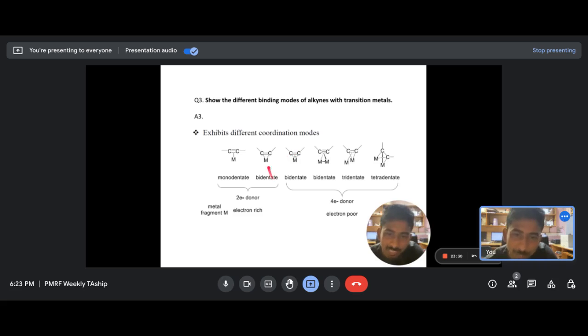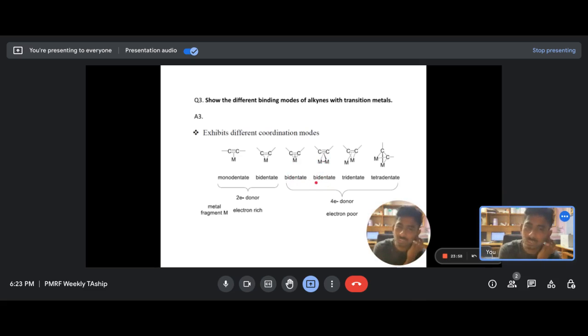In that case, this is the same as this one, but here you can see the double bond is also donating to the metal center. So it is bidentate, but the electron hunger of this metal is very high, so that's why this pi bond is again donating to the transition metal. Here is another bidentate one. Here there is a metal-metal bond, but you see the triple bond is equally shared between these two metal centers. This is also a bidentate kind of system.